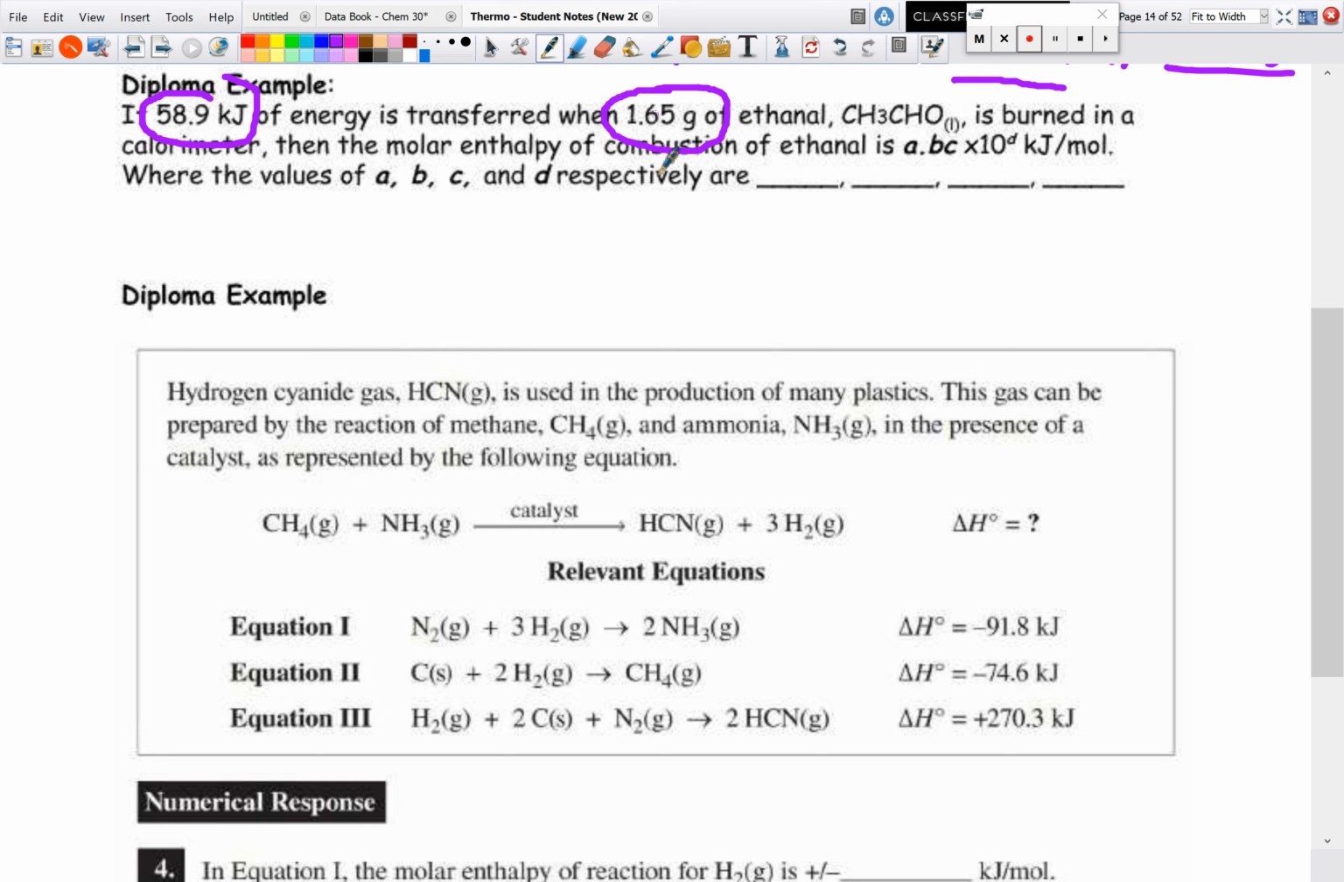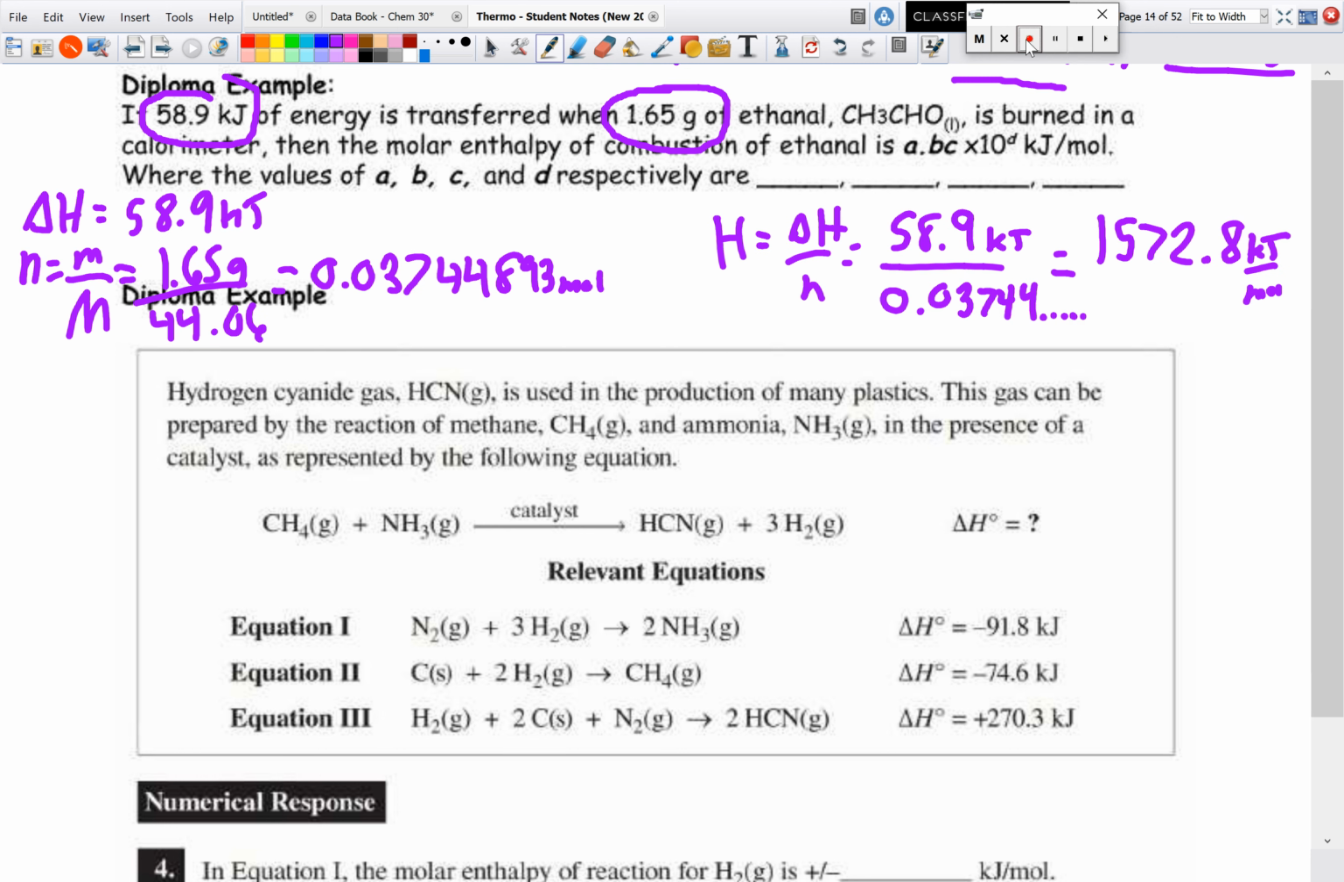So you should be able to get this one. All right, same thing. I'm going to put the answer up in 3 seconds. So pause the video, give this one a try on your own. All right, so hopefully your answer should look something like this. Now, obviously, I have delta H here, 58.9 kilojoules, number of moles, mass divided by molar mass, and I get that. And of course, molar enthalpy, delta H divided by n.